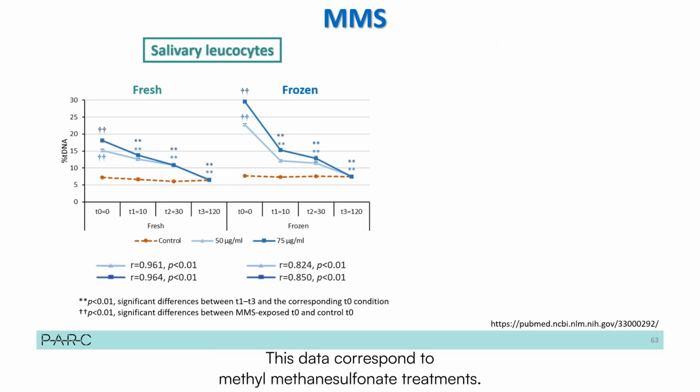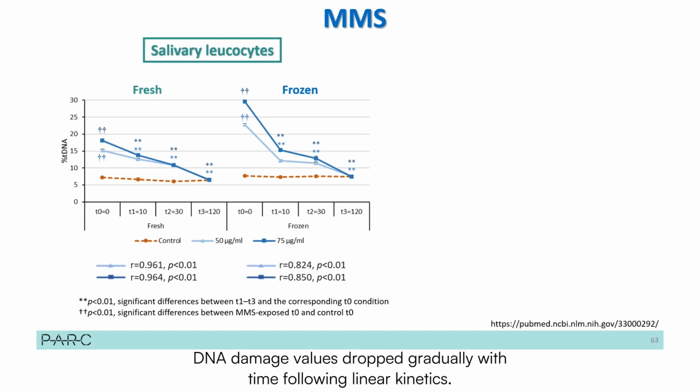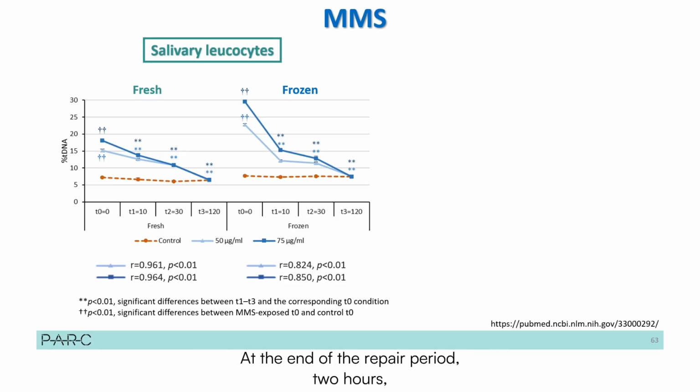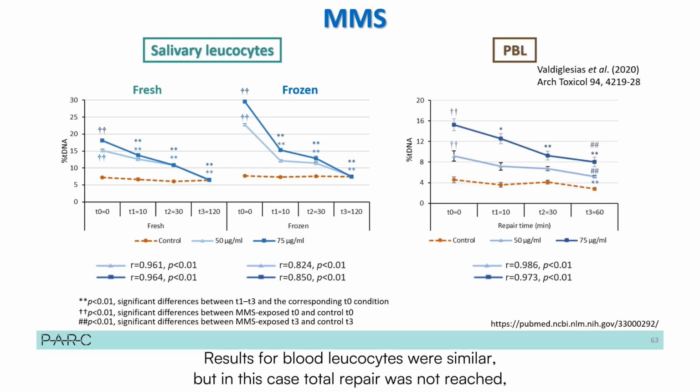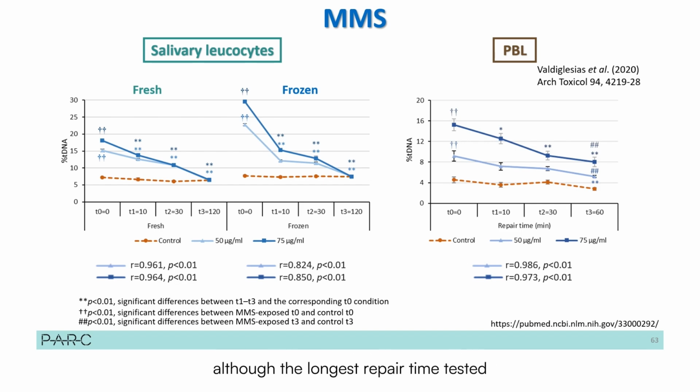These data correspond to methyl methanesulfonate treatments. Again, significant increases in the tail DNA were induced at time 0, more notable in frozen saliva leukocytes. DNA damage values dropped gradually with time, following linear kinetics. At the end of the repair period, 2 hours, damage values indicated total repair, since they returned to control values. Results for blood leukocytes were similar, but in this case, total repair was not reached, although the longest repair time tested was only 60 minutes instead of 120.